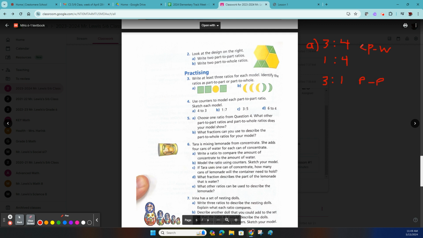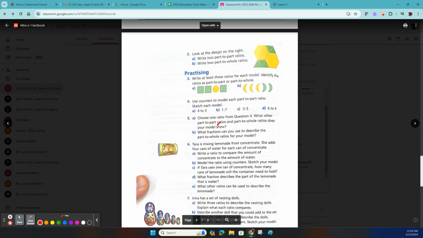Cool. Sweet. Now I'll go to B. I'll do the exact same thing. I'll do a couple part to wholes. So I've got 3 yellow moons or crescents to 5 total. I've got 2 of the green ones to 5 total. These are part to whole. And then I'll go 3 yellows to 2 greens, and that's part to part. Boom. Question 3 is done.